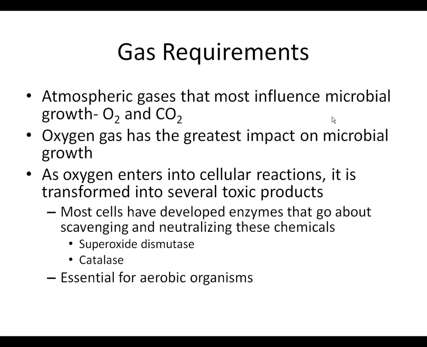Most bacterial cells have developed a set of enzymes that will scavenge these free radicals and neutralize them using a couple of different enzymes, one of them called superoxide dismutase and another one called catalase. And again, we're going to start looking at some organisms in lab that make these enzymes, and we'll be able to see the conversion of that oxygen into a usable product. These enzymes are going to be essential for bacteria that we call aerobic organisms that require some sort of oxygen in their environment for growth.